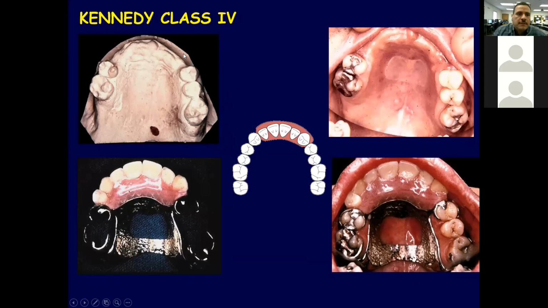Class 4, it's only class 4 if anterior teeth are missing. If there is a midline space, that's class 4.